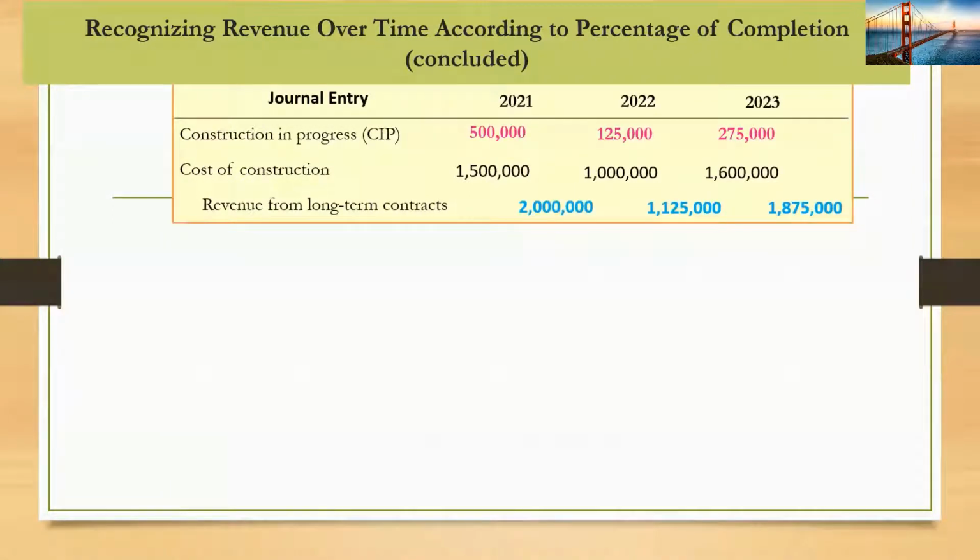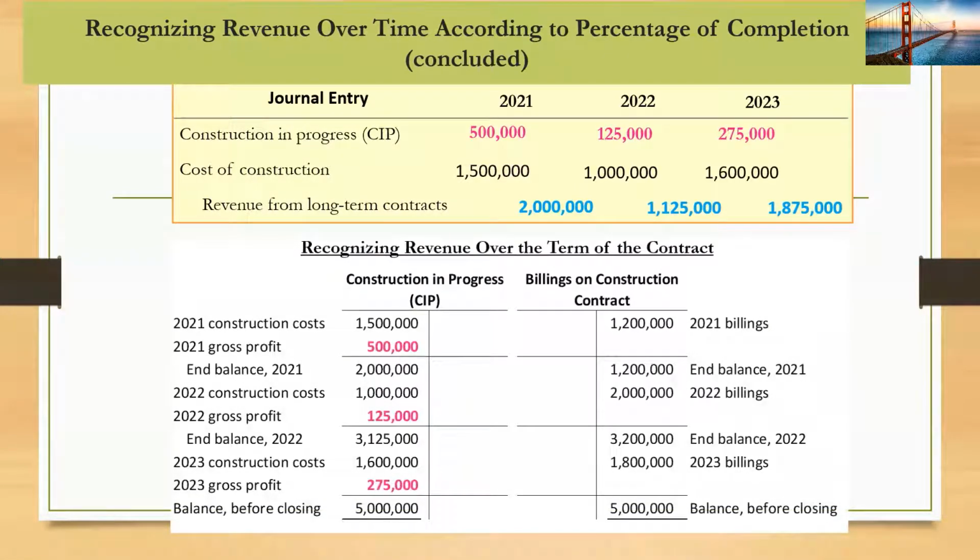At the end of the contract, CIP includes all costs and all gross profit. So it includes total revenue of $5 million, exactly equal to the $5 million billed to the customer. So we end up in the same place regardless of whether revenue is recognized upon completion or recognized over time. The only thing that differs is timing.